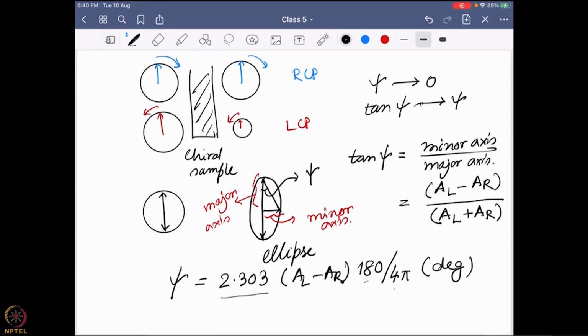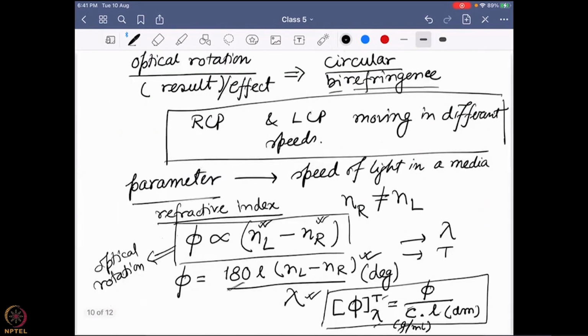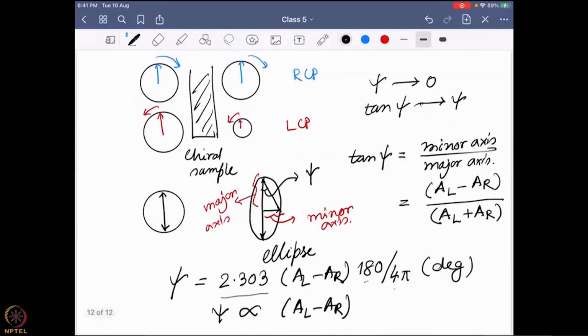What is important is that this ellipticity, how much elliptical character there is, is directly dependent on the difference between the absorbances of left hand and right hand circularly polarized light. Very similar to the optical rotation, which is dependent on the difference of the refractive indices. And over here, the ellipticity value is dependent on the absorbances of the left hand and right hand circularly polarized light.